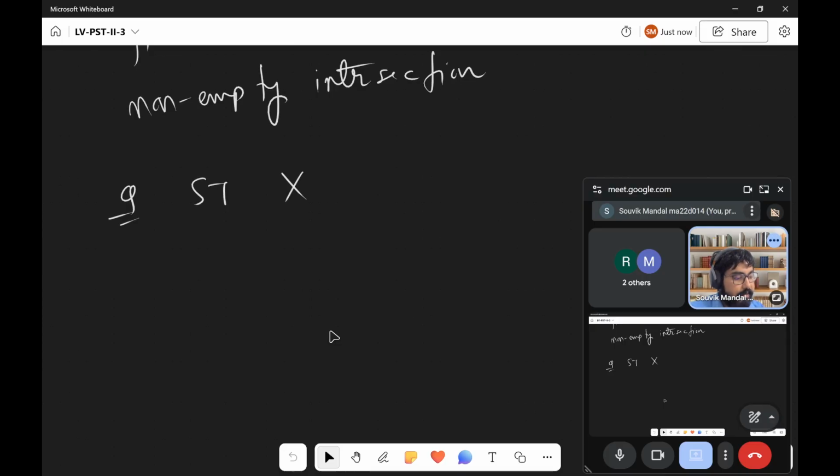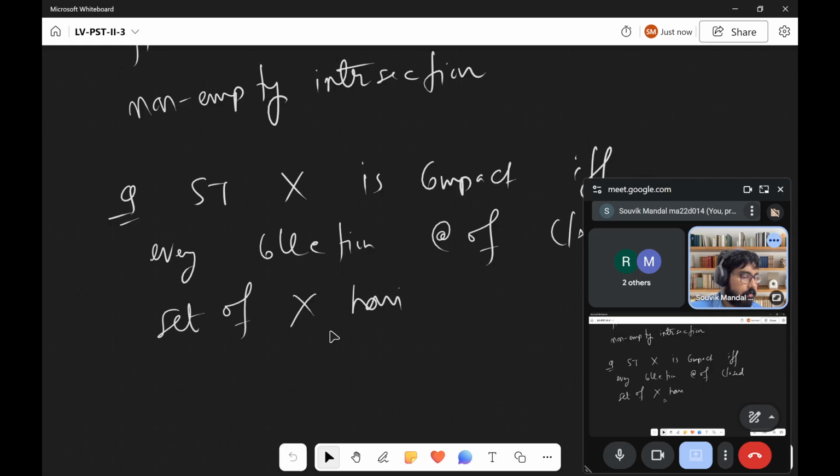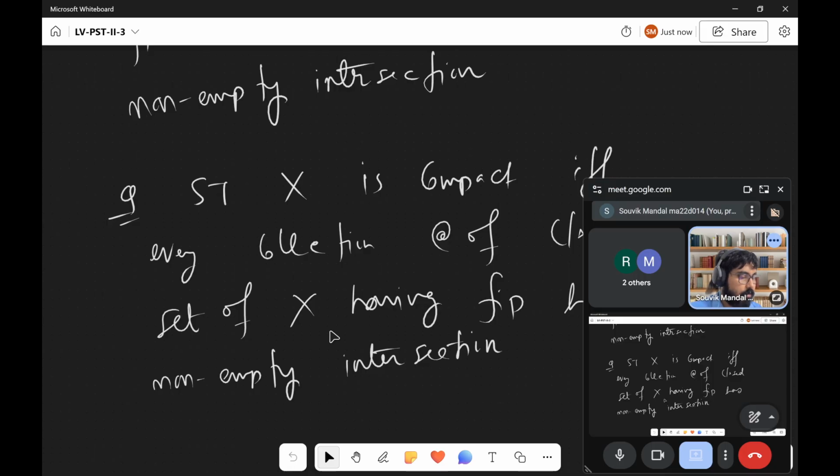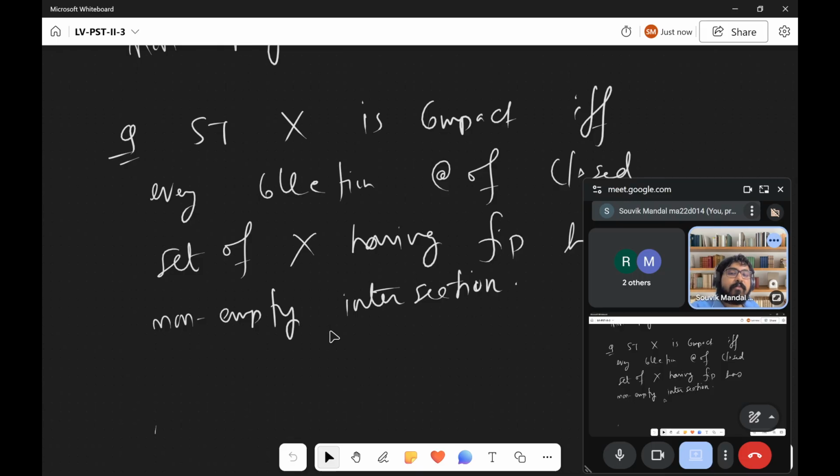Show that X is compact if and only if every collection C of closed sets of X having FIP has non-empty intersection. So that means X is compact if and only if every collection C of closed sets of X having FIP has non-empty intersection.